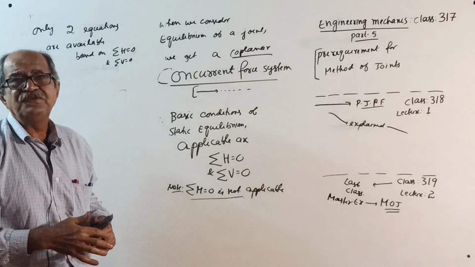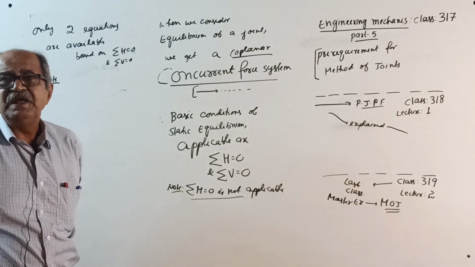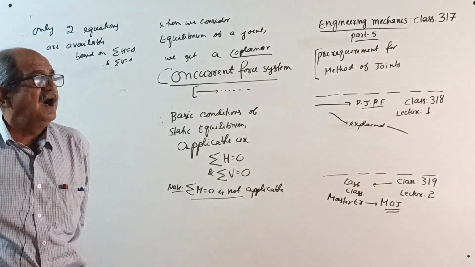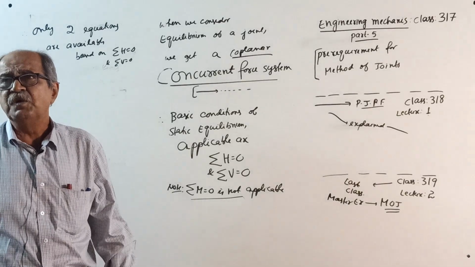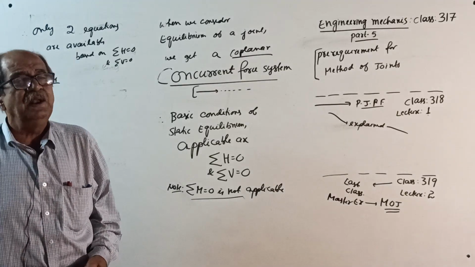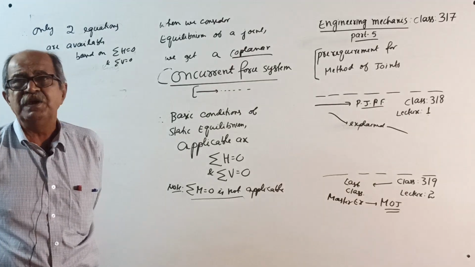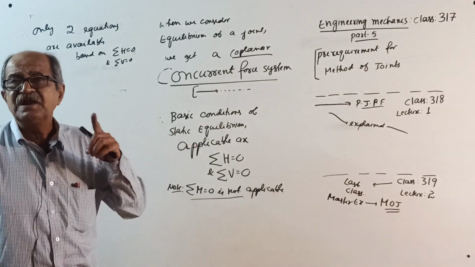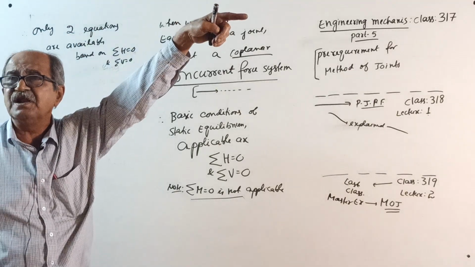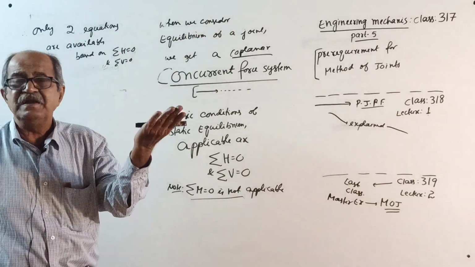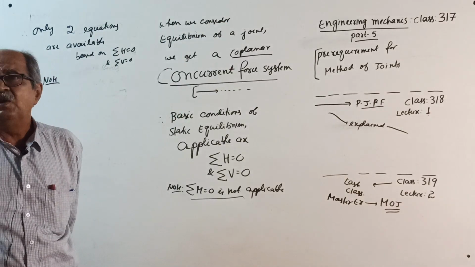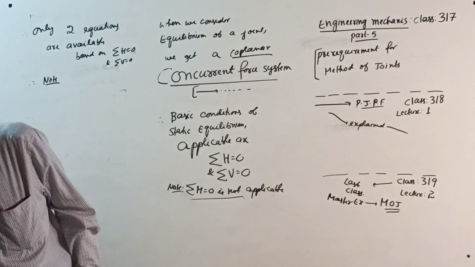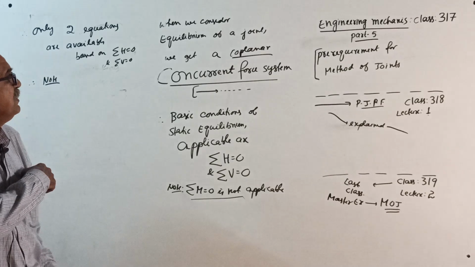We can solve a set of simultaneous equations only when the number of unknowns is equal to the number of equations. If the number of unknowns is more than the number of equations, we cannot solve mathematically. In structural analysis, it will go to indeterminate structure, not here. It will come in indeterminate. Don't worry now. But the number of unknowns cannot be less than the number of equations. It becomes unstable.